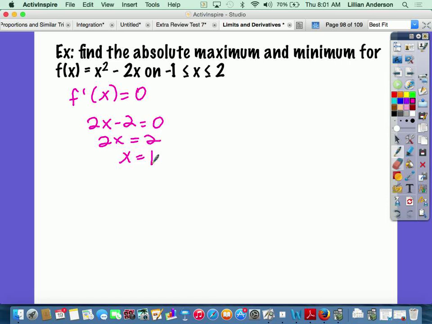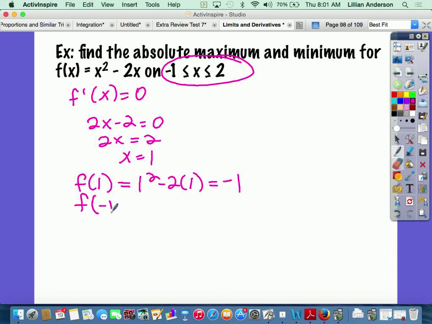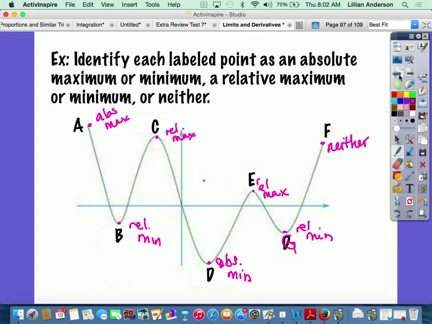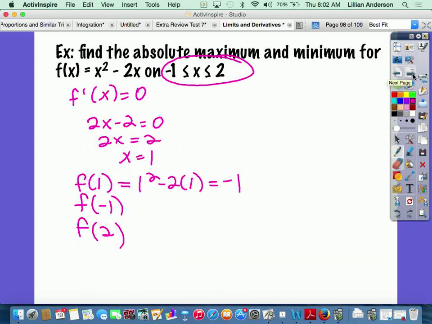Now, I want to see exactly what's happening at 1. So what I'm going to do is I'm going to plug 1 into my original function. So I get 1 squared minus 2 times 1, which is negative 1. All right? Now, I also have to take something else into consideration, are these endpoints, okay? Because we're only concerned for this function from negative 1 to 2. So negative 1 and 2 are my endpoints, which I need to test as well. If you recall from the last diagram, remember we were able to label our endpoints as well, okay? So we have to test them.